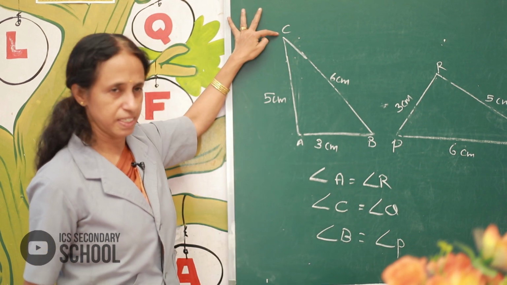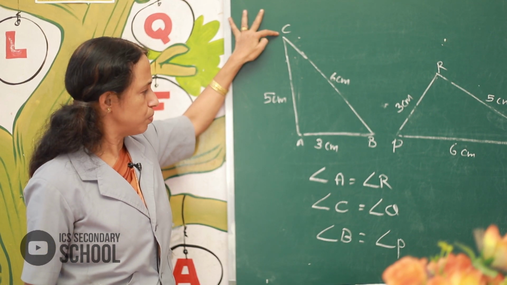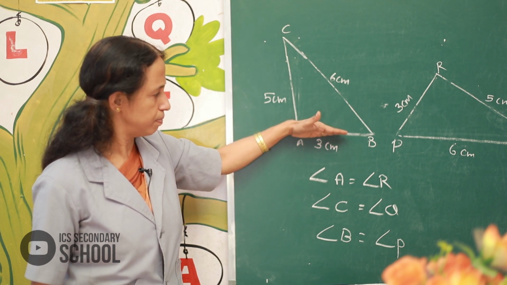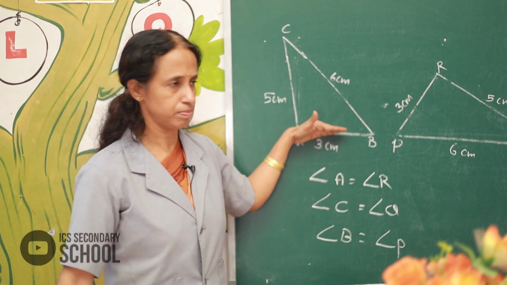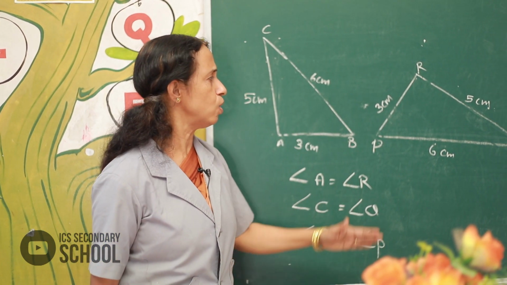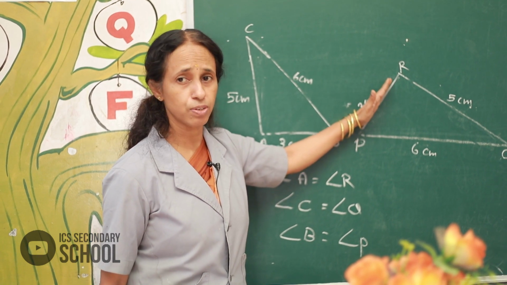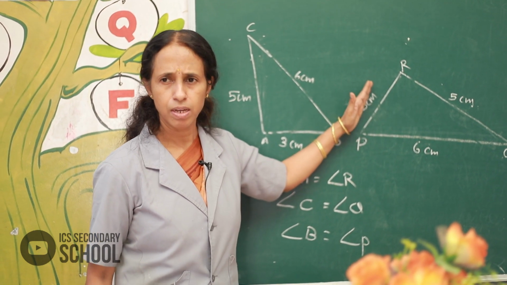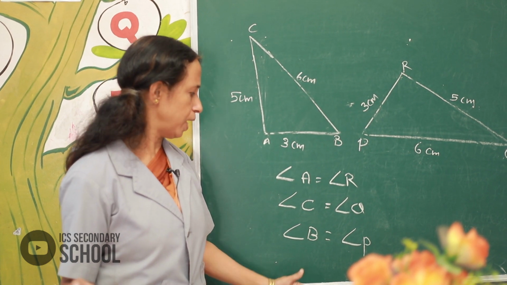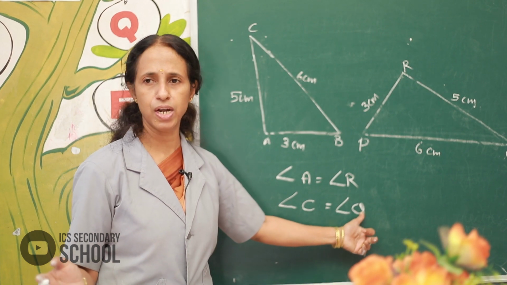Last angle, angle C. Angle C is the opposite angle of side AB. That is 3 centimeter length. Angle Q is the opposite angle of side PR. The length of this side is equal to 3 centimeter. So angle C is equal to angle Q.